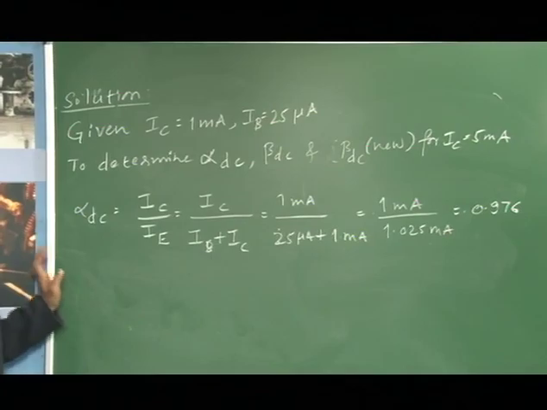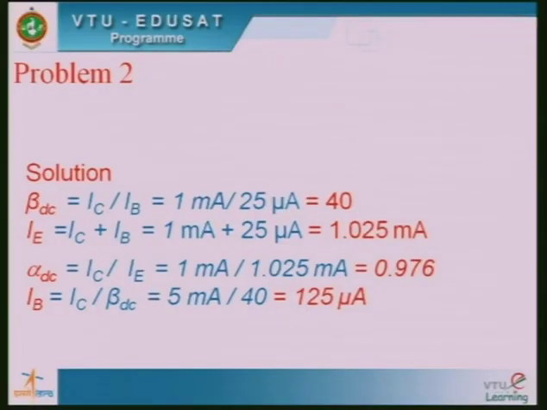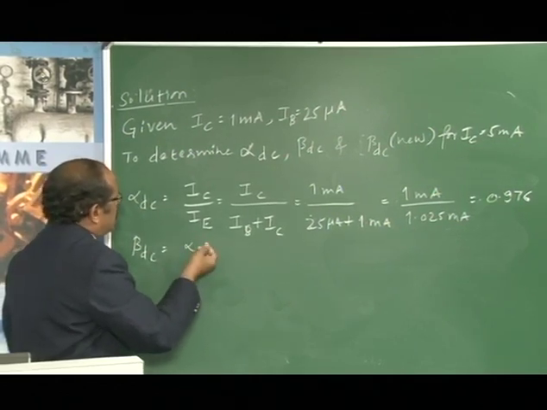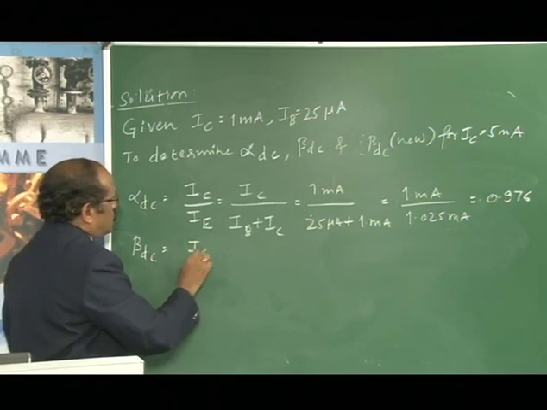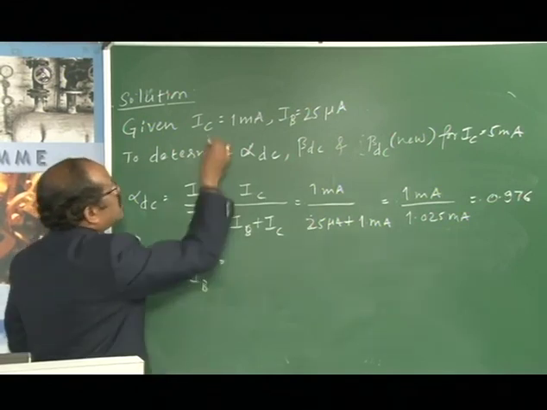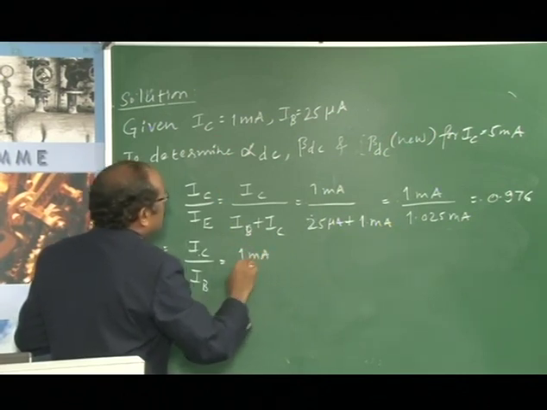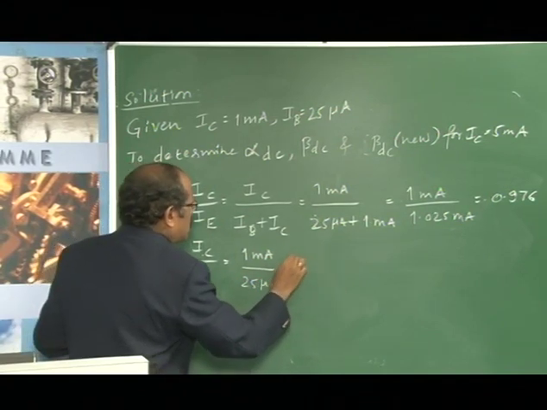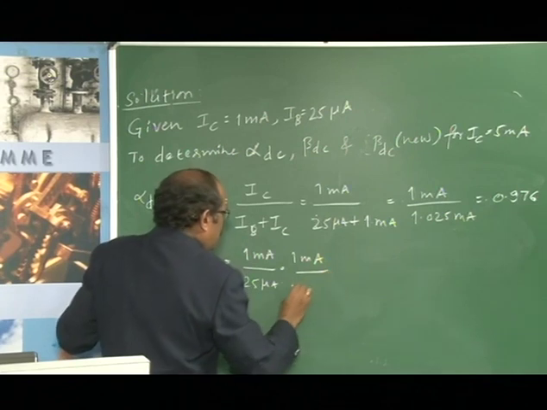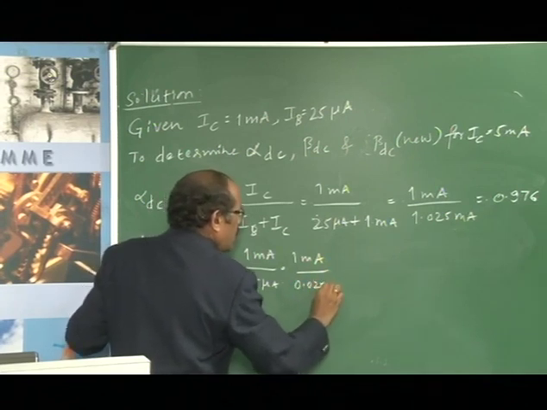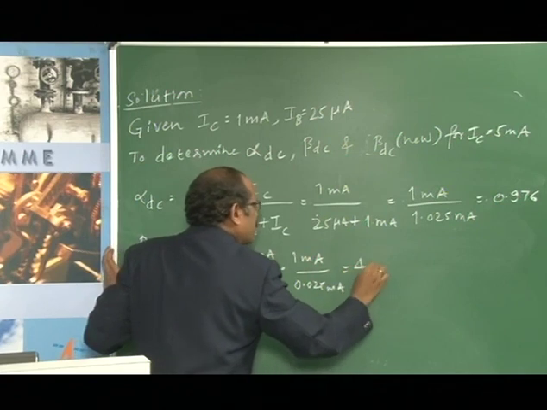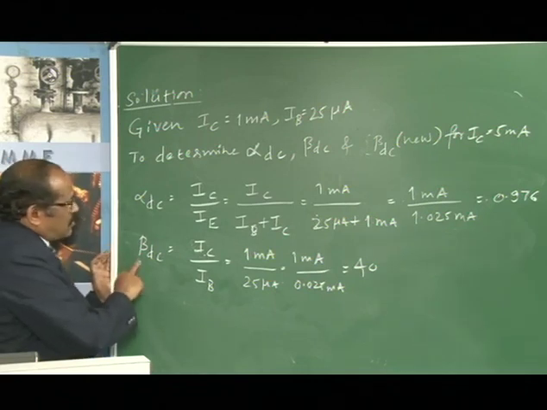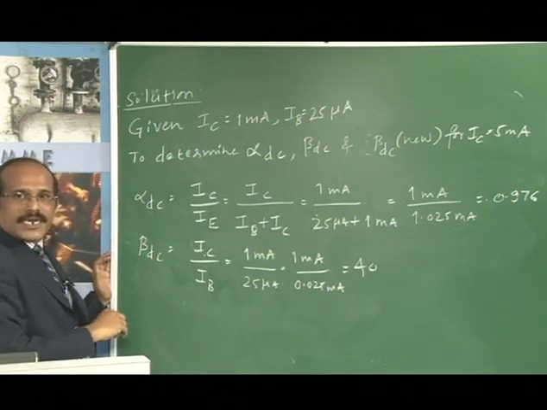Similarly, we can use the beta. Once you know alpha DC, you can directly write beta DC, or otherwise you can use the ratio of IC by IB. IC is 1 milliampere, and the base current is 25 microamperes. Therefore, I can write this as 1 milliampere divided by 0.025 milliampere. This comes around 40 as the common emitter DC current gain, that is what we are getting.